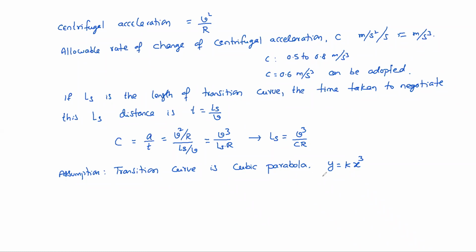So then dy by dx, the slope, is k into 3x square. At x equal to ls, dy by dx equal to slope n by 2. The curve is like this. Total deviation angle is n actually. So the angle is deviating.